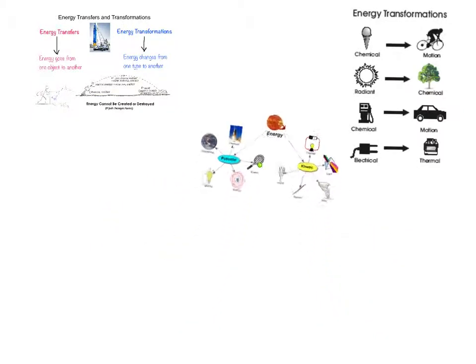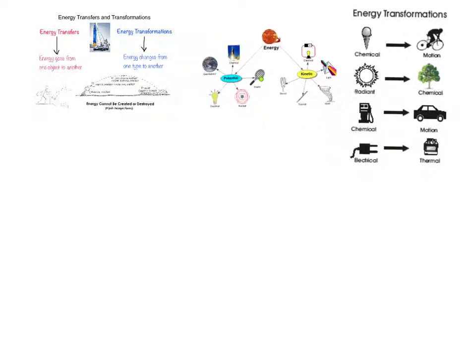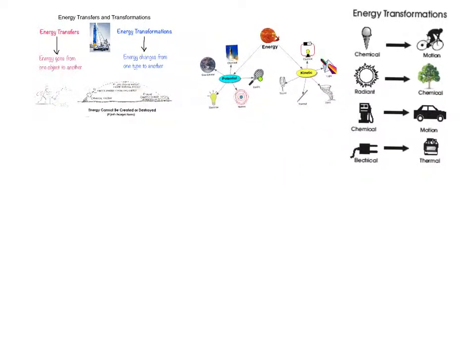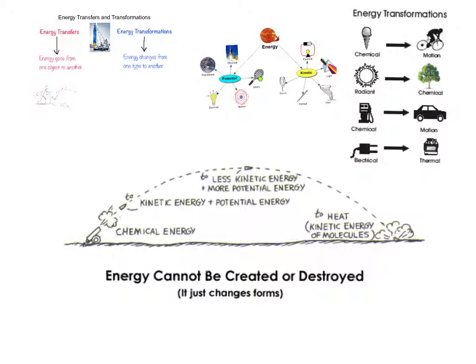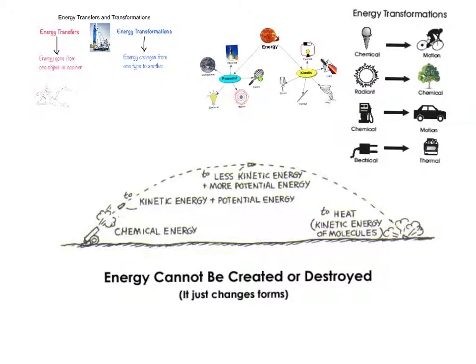Now, if we could measure that amount of energy at the beginning of each of these examples and at the end, we would find that the two amounts of energy would be the same. That is, the same amount of energy exists at the start of each situation and at the end. We say that energy is conserved, and this is called the law of conservation of energy.